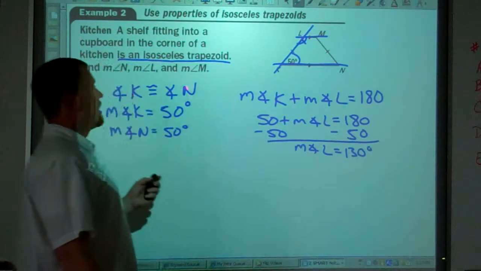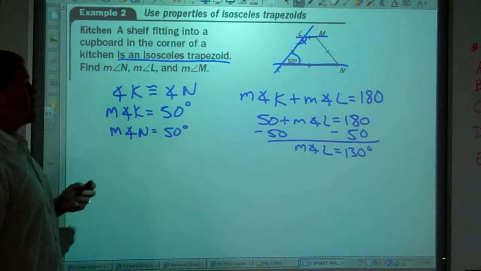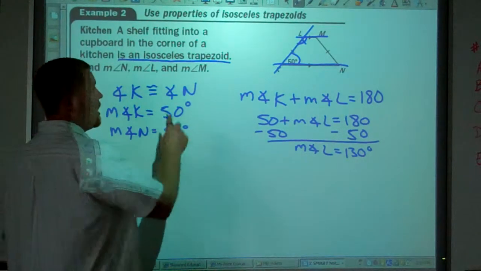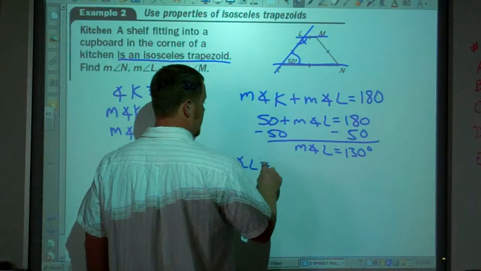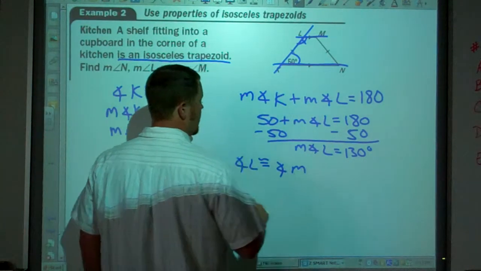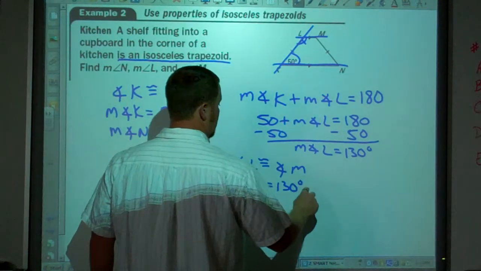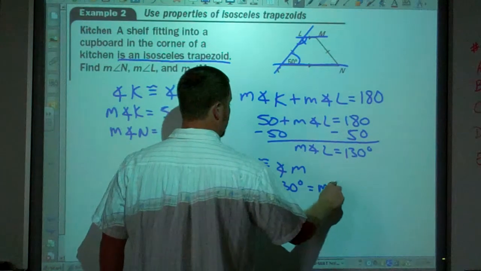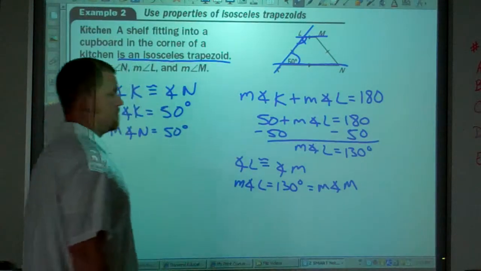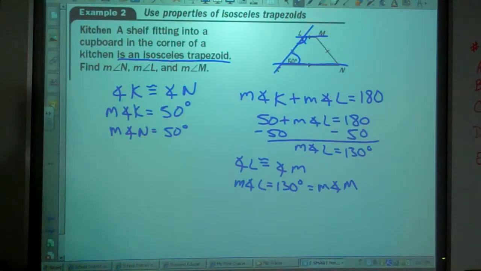And again, we have an isosceles trapezoid, so we know our base angles are congruent, and we know that angle L is congruent to angle M, and the measure of angle L is 130. Well, that's also the measure of angle M. Okay?